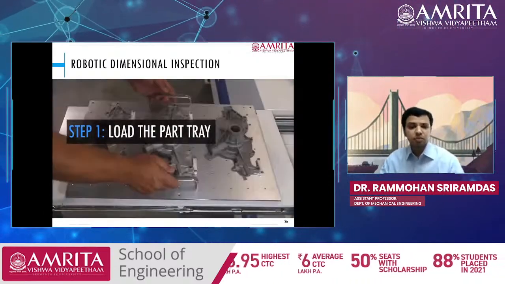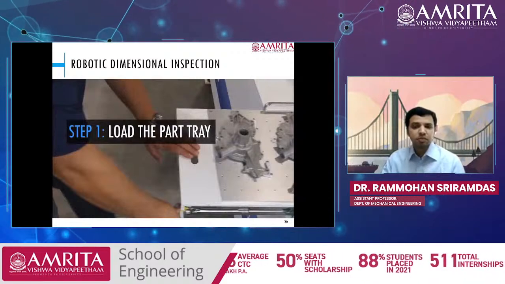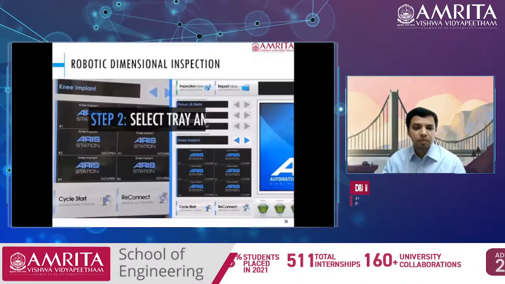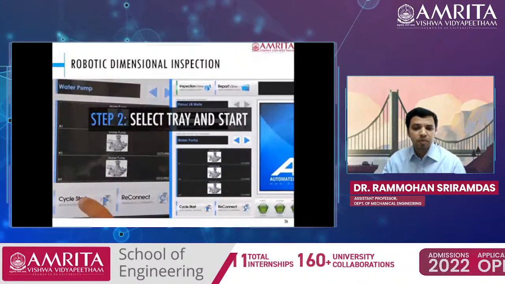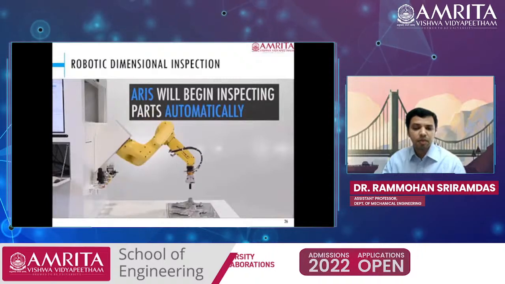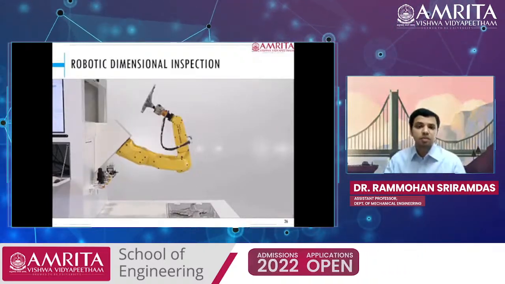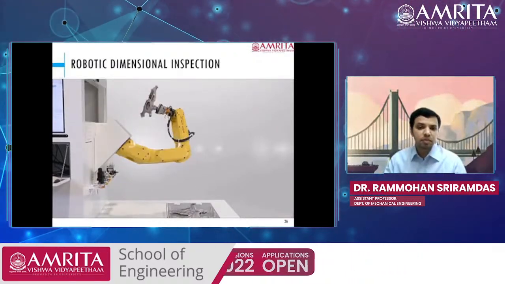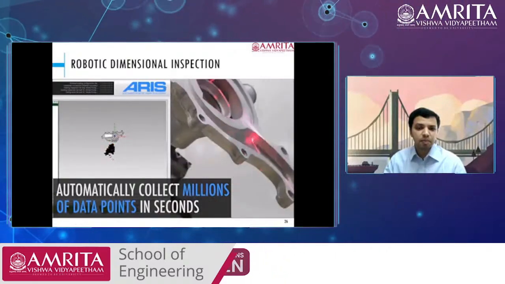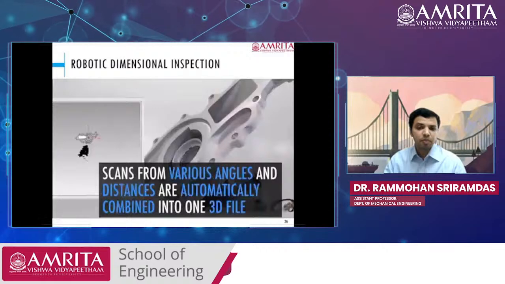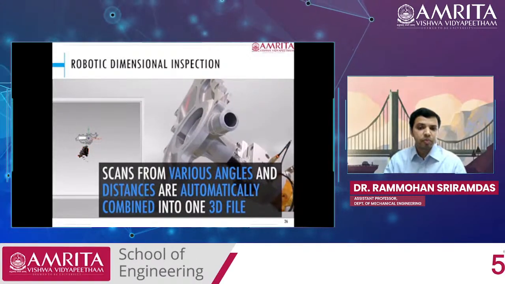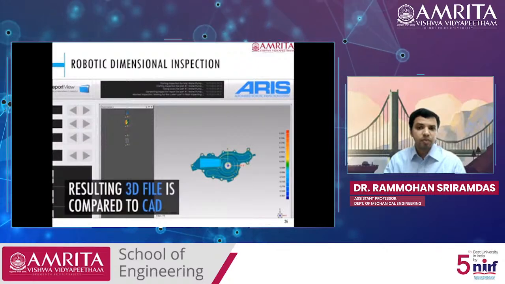Step 1, an operator loads the part tray into the system. Step 2, using the system's intuitive HMI, the operator selects the tray to be inspected and presses start. The Aris system will automatically inspect the parts, collecting millions of data points in just seconds. The system proceeds to scan the part from various angles, which are automatically combined into one 3D file. The resulting 3D file is then compared to the CAD file for the part.